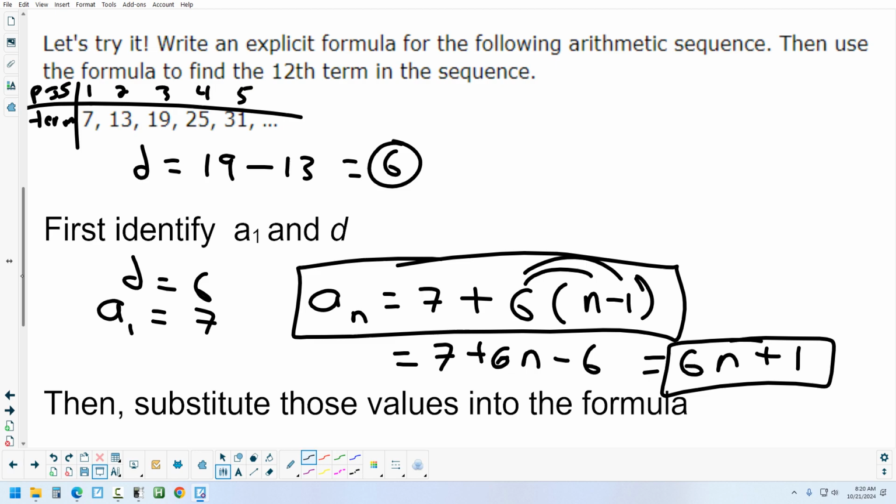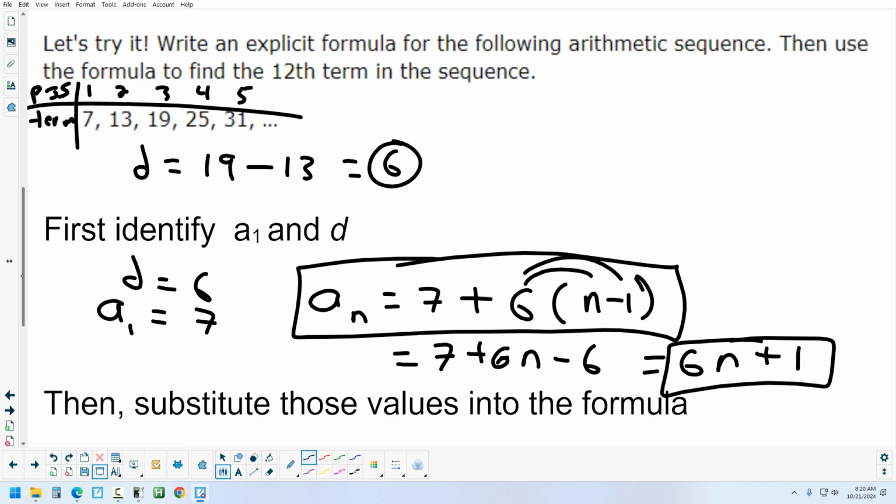18 plus 1? 19. And look at what number is in the third spot in our pattern. 19. 19, yeah. Right, let's try it for the fifth spot. What's 6 times 5? 30. And then plus 1? 31. And look at what number is in the fifth spot, 31.